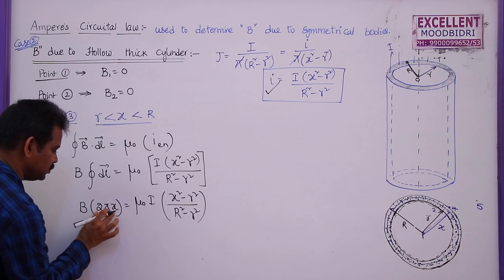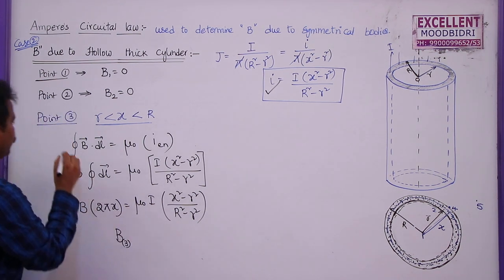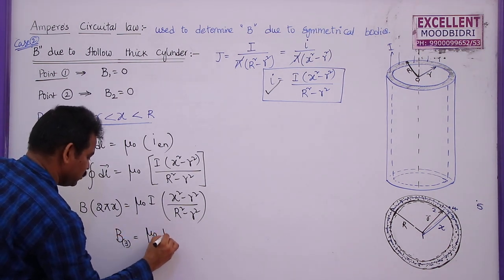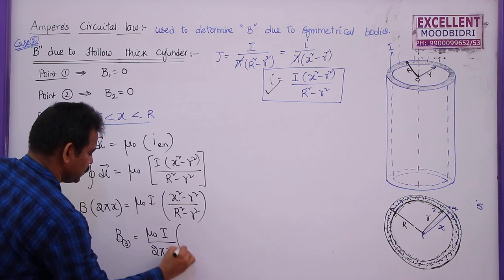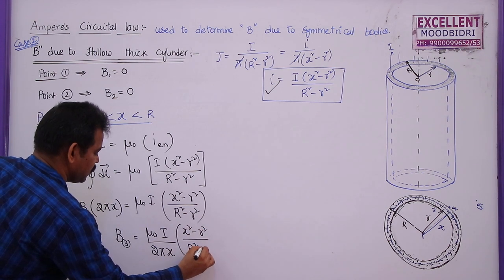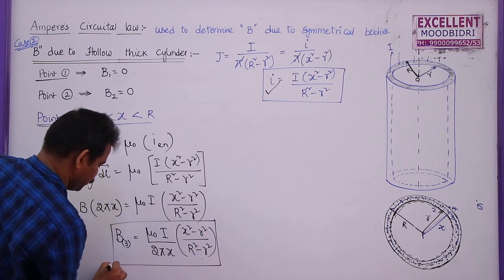So you can bring this one that side. So the magnetic field at point 3, because I am finding the magnetic field at point 3, is given by mu naught times current by 2 pi into x. This is x square minus r square by capital R square minus small r square. So this is the magnetic field at point 3.